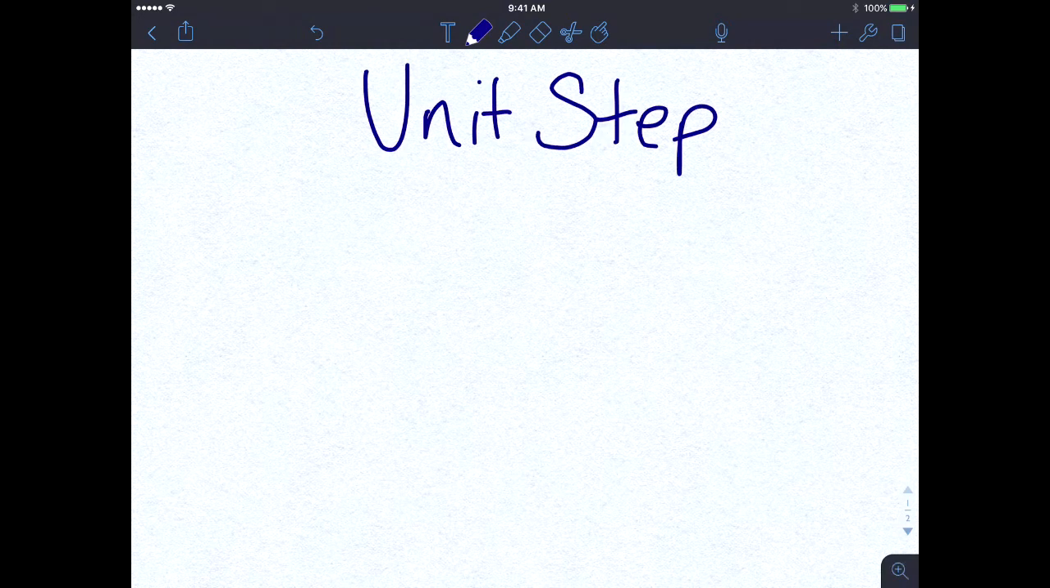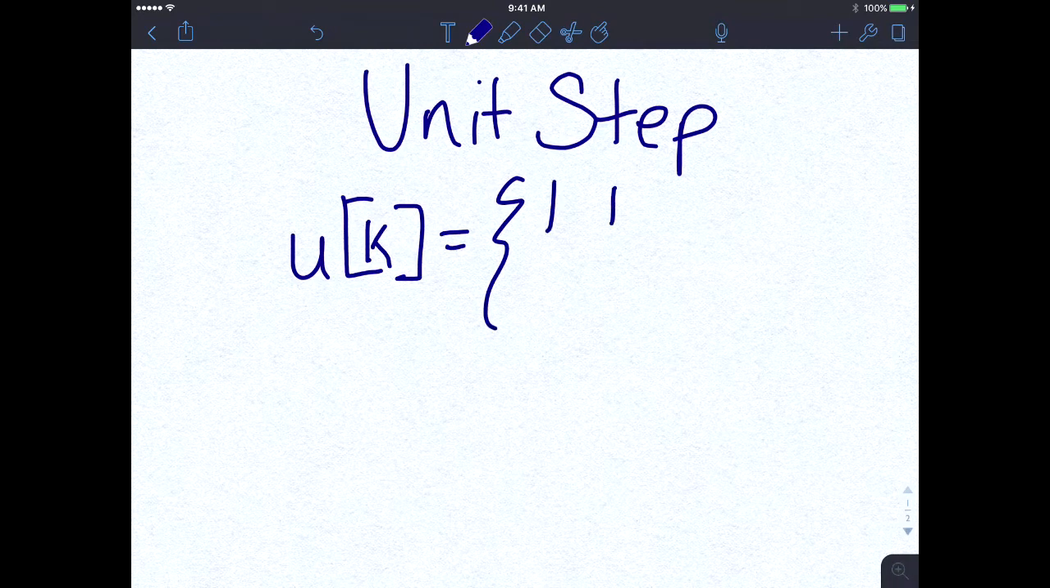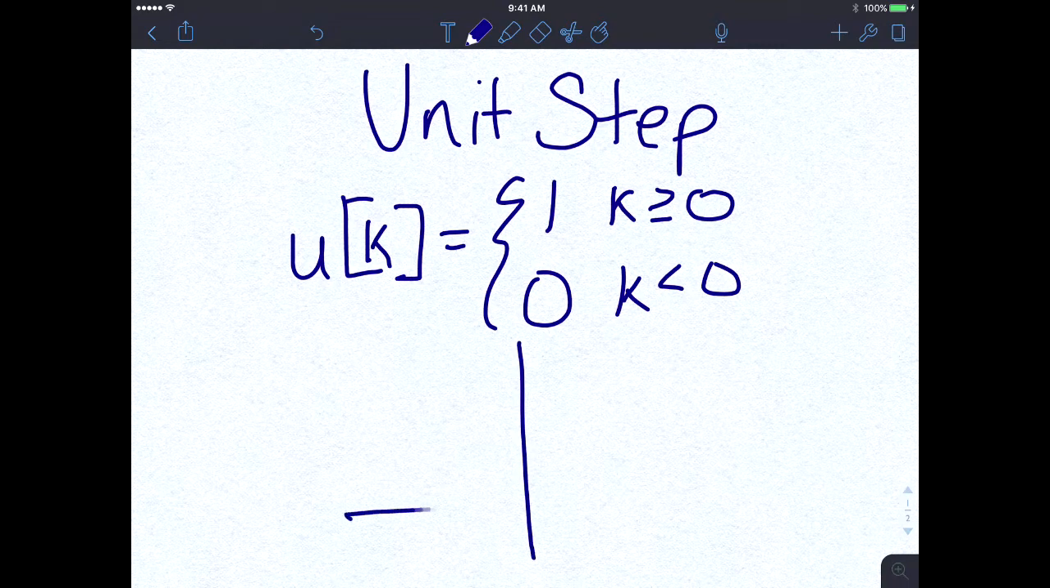So the first elementary signal or function that we will discuss is the unit step function. The unit step function is one of the most simple of the elementary signals, and it is as simple as writing u of k equals 1 when k is greater than or equal to 0, and 0 when k is less than 0. Now, the plot for this is very simple.